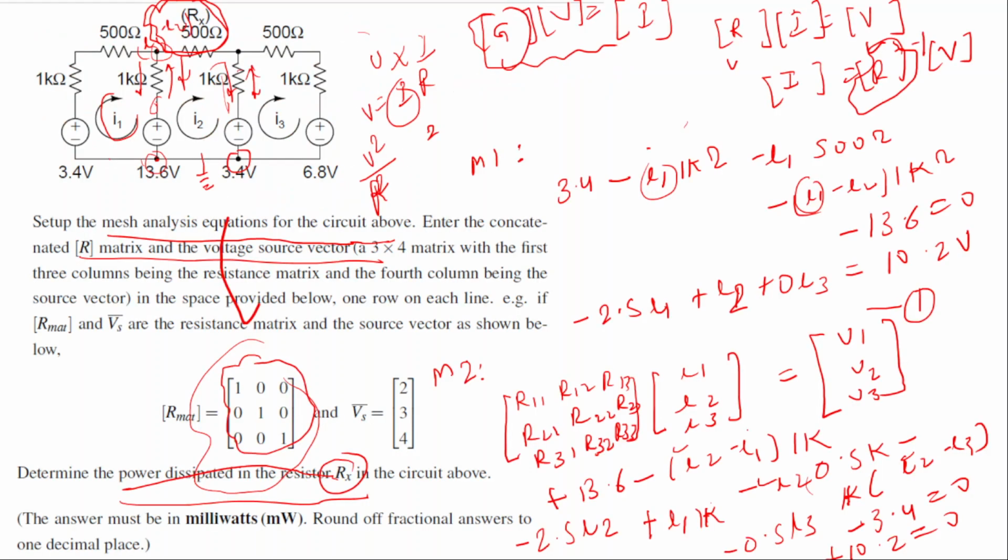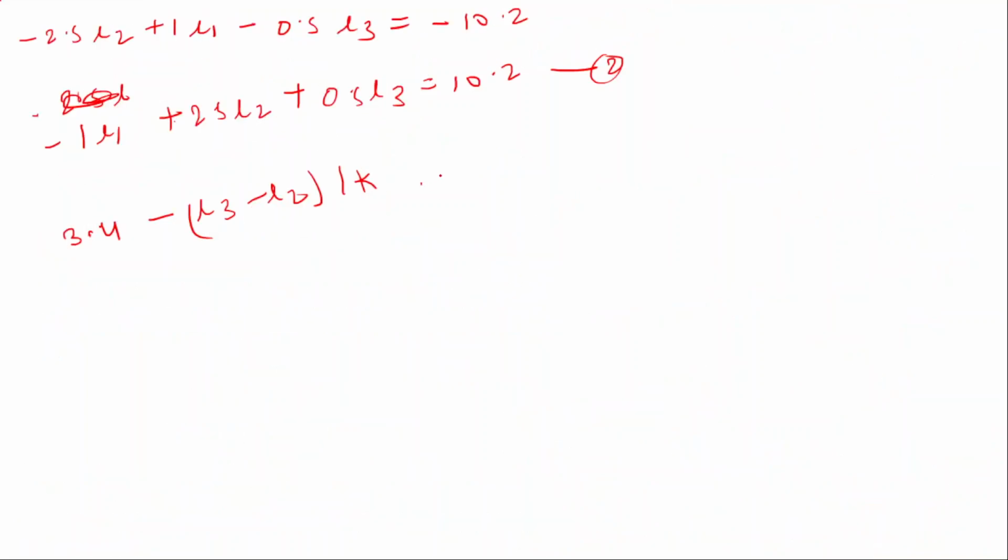Then we will write this in this mesh, this current will be I3 and the same for this current. So it will be minus 0.5k times I3 minus 1k times I3 minus 6.4, so minus 6.8 volt equals 0. Now let's rearrange the terms. This minus minus will become plus.